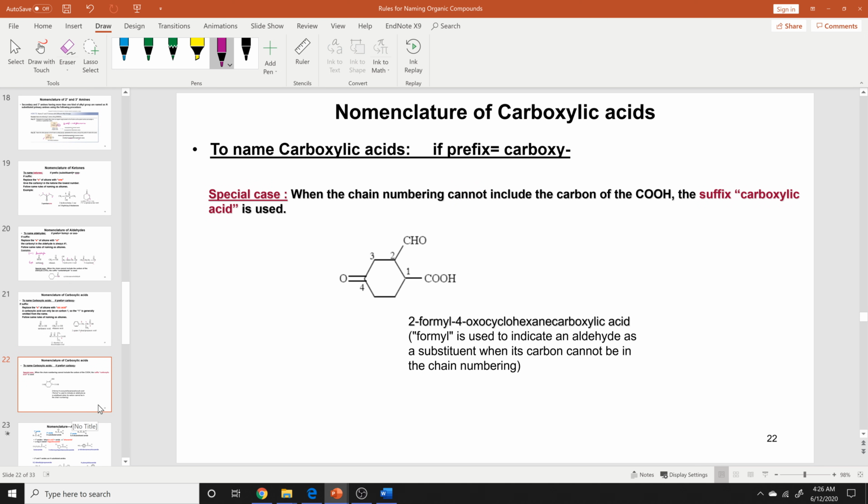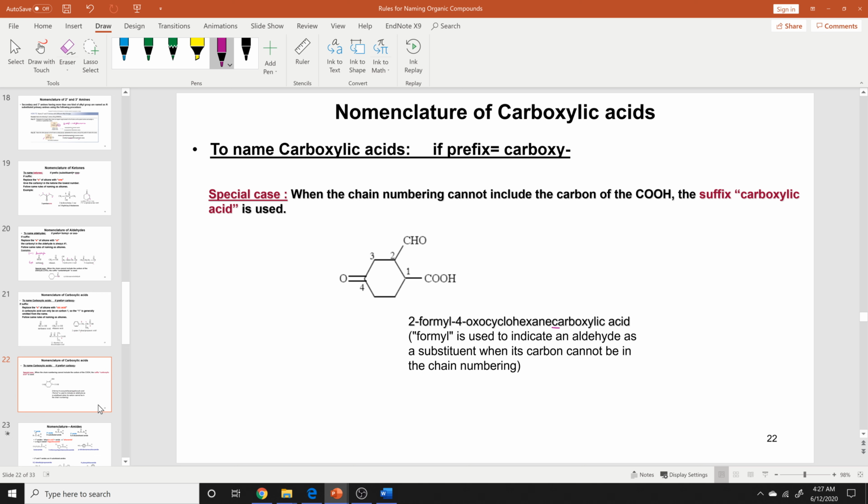To name carboxylic acids, you may have a special case in there. As I mentioned, if you have one carbon coming off the cycle, then we're going to name it as a carboxylic acid. And since I'm comparing now, carboxylic acid is the highest priority, so my ending is definitely carboxylic acid. That is going to make my aldehyde and my ketone a substituent.